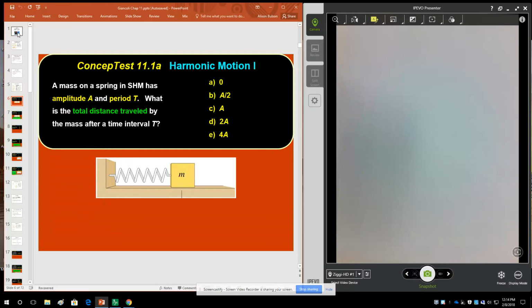Okay, so an example question. We have a mass on a spring in simple harmonic motion, which we still haven't quite defined. It has amplitude A and period T. What is the total distance traveled by the mass after one period? Think about this for a moment.